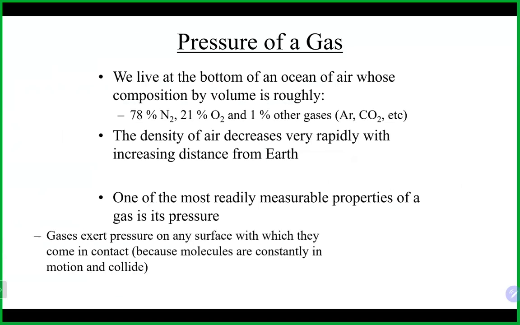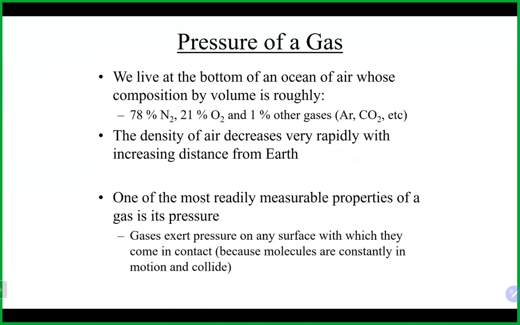Now, one of the most measurable properties of gases, as I mentioned before, is pressure. It is really associated with the number of collisions that occur. The more collisions, the higher the pressure. The fewer collisions, the lower the pressure. Air is actually 78% nitrogen. It's the major component of air, followed by oxygen, and then other gases, depending on what air you're breathing, I suppose. The density of air decreases as you increase distance from Earth. That's why we pressurize planes when we fly.